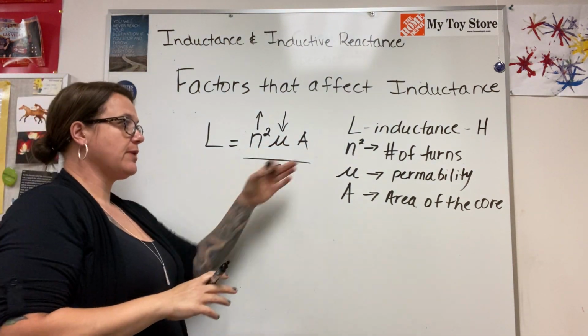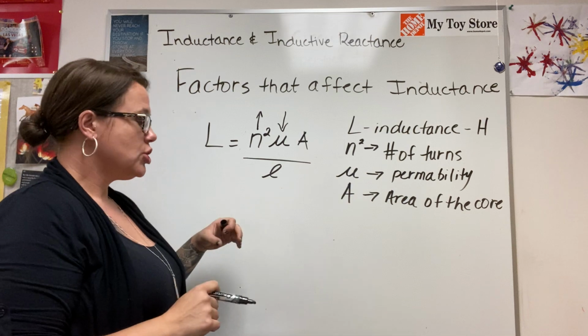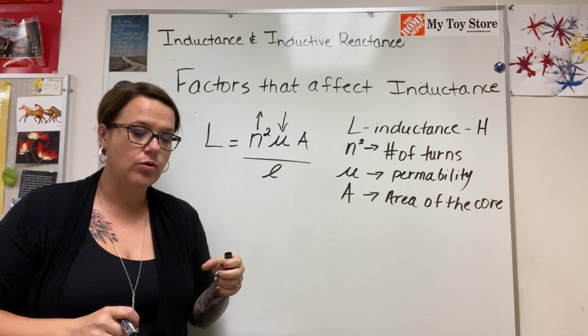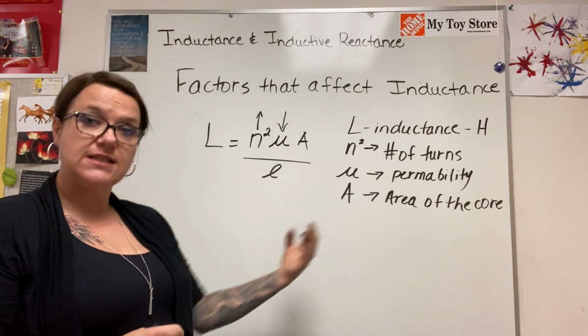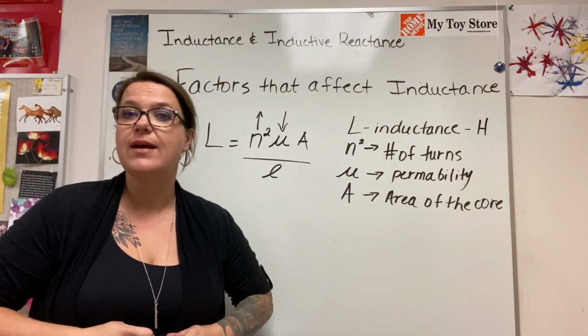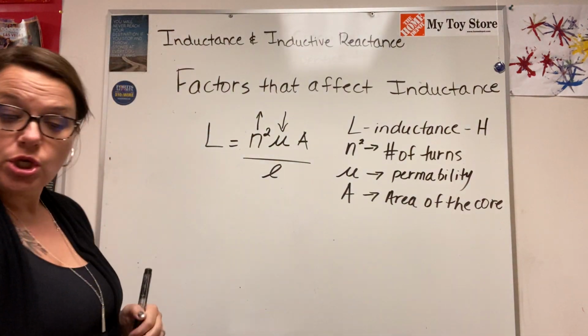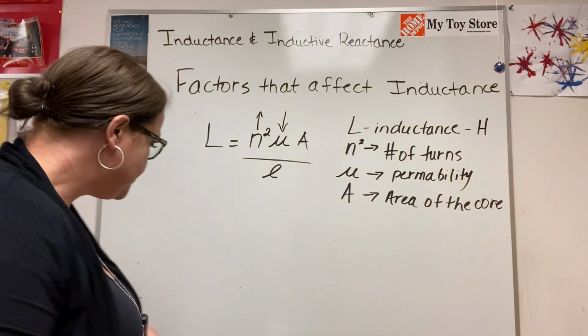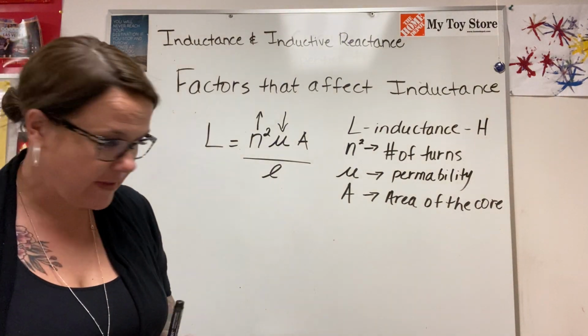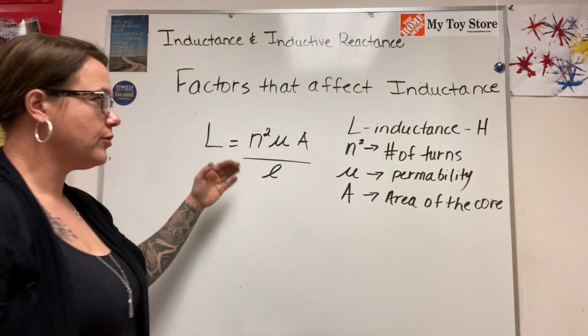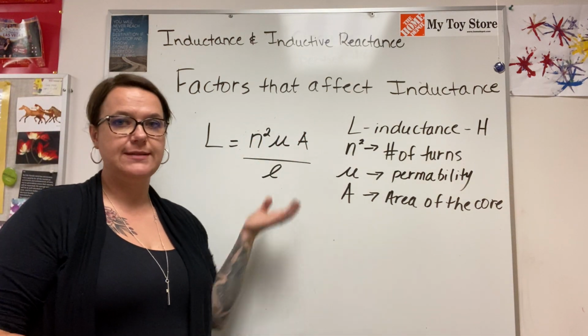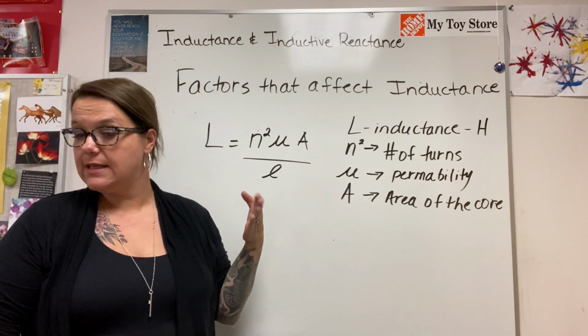Area is also directly proportional to inductance. So if I had an iron core that had a specific area and I doubled it, you would see the inductance would proportionally do the same and double in value, okay? So everything, where is my eraser? Everything on the top portion of the formula is directly proportional to inductance. That leads me into the next part.